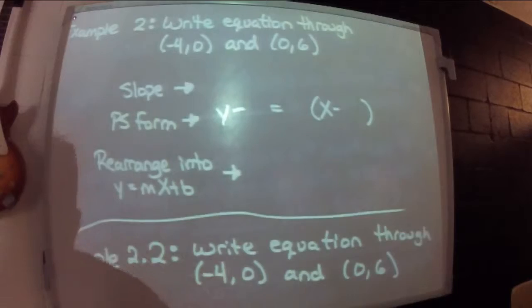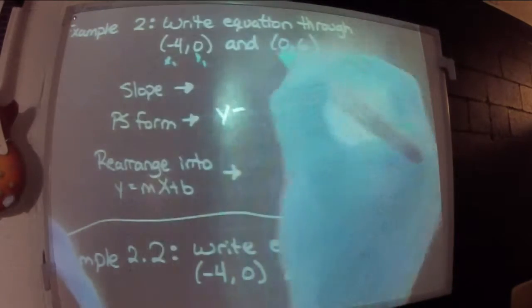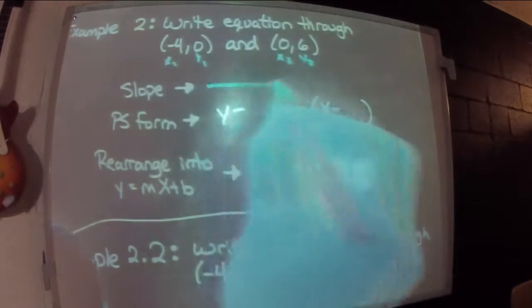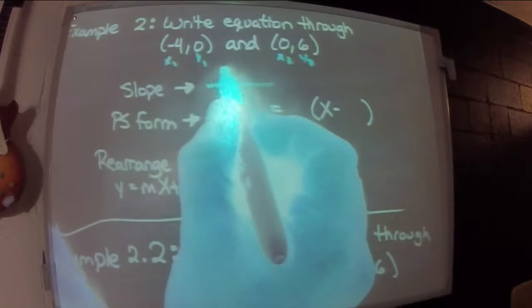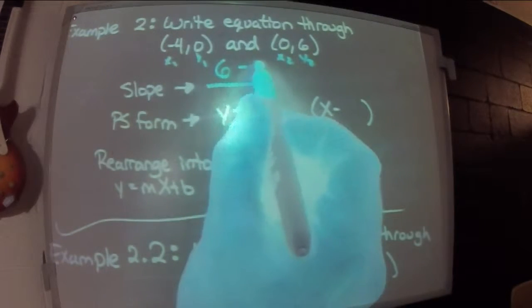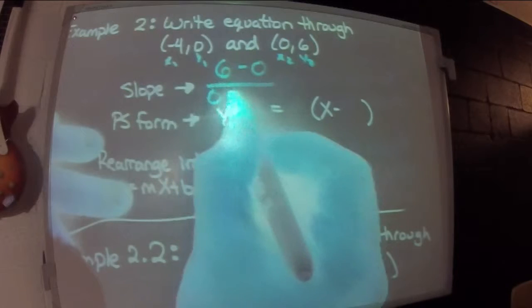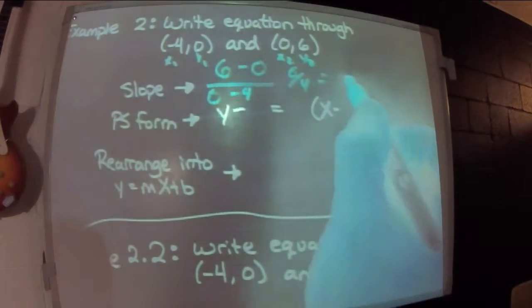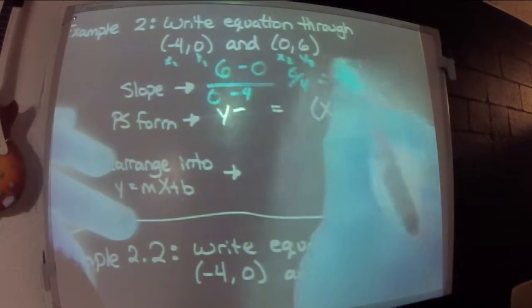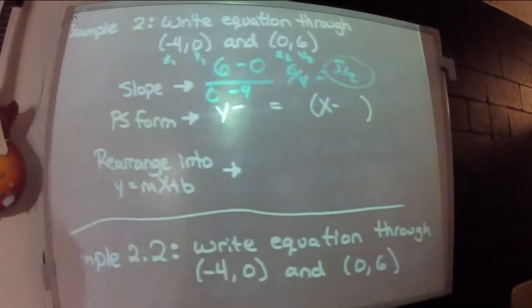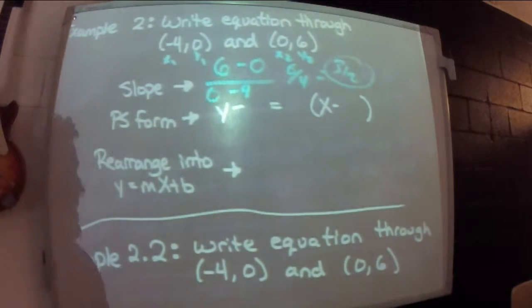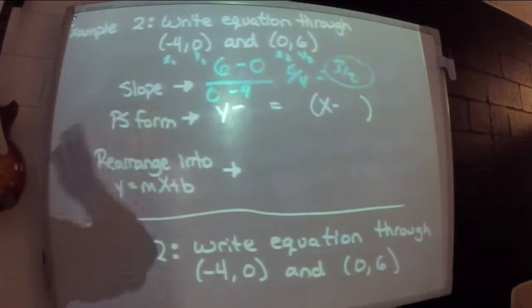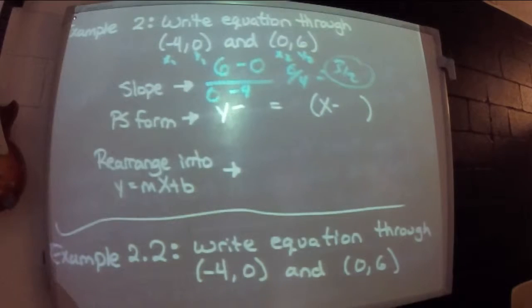Since they're making us get the slope: x1, y1, x2, y2. What am I going to subtract to get my slope? 6 minus 0, and then 0 plus 4. So it looks like 6 over 4, which looks like 3 over 2. There's your m. There's your slope. 3 over 2 is your slope. Now it got a little less nasty because you got an m.